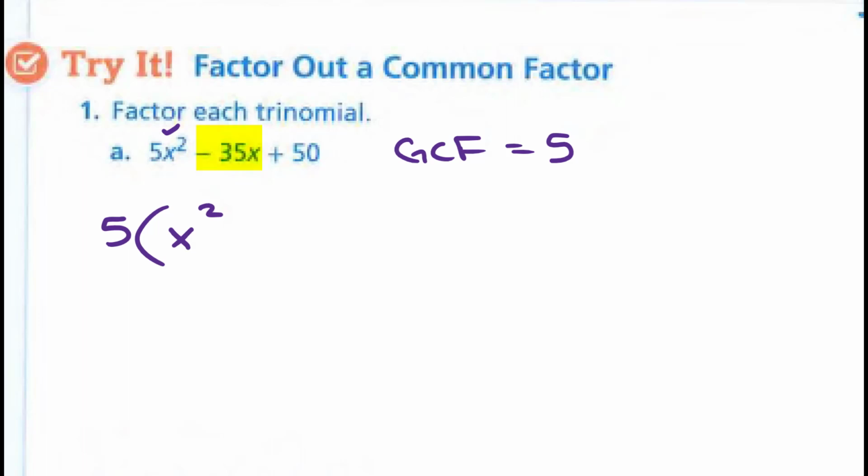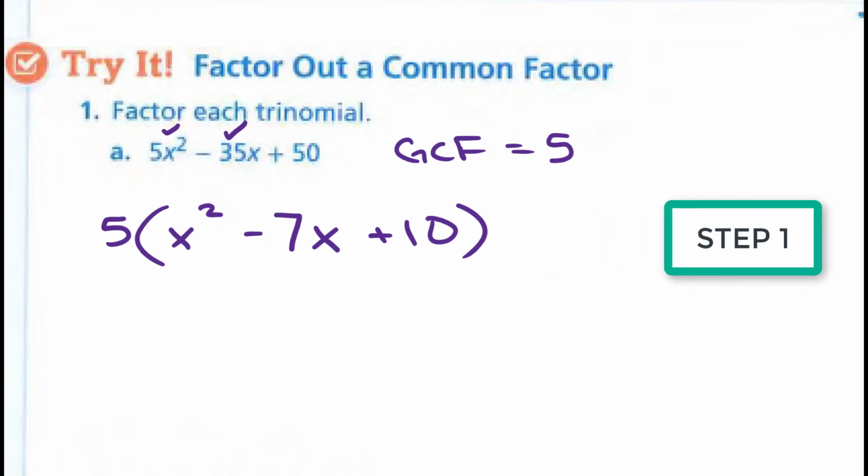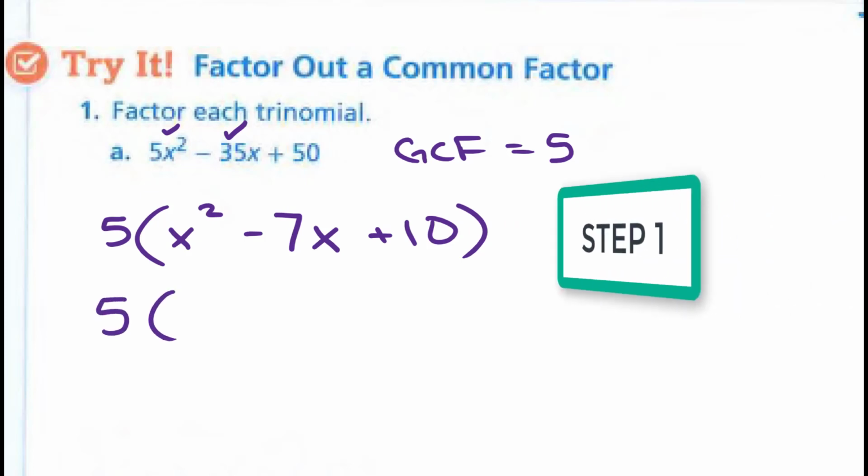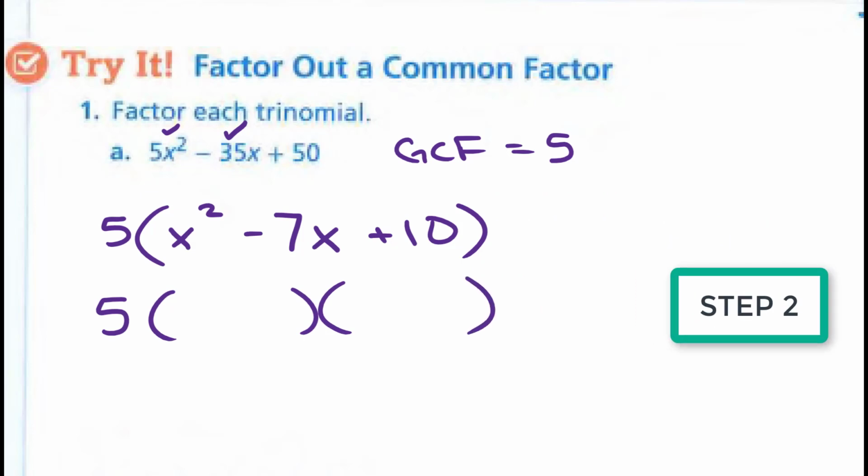And now we'll say 5 times what is negative 35x? Well, 5 times negative 7x would give us negative 35x. And then 5 times what would give us 50? That would be 10. 5 times 10 gives us 50. Now we're going to factor the inside part. So we have 5 and then some parentheses.